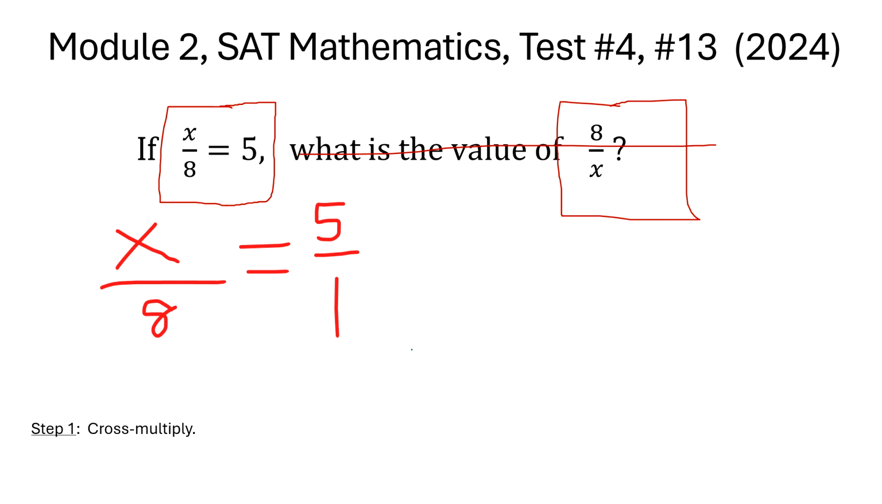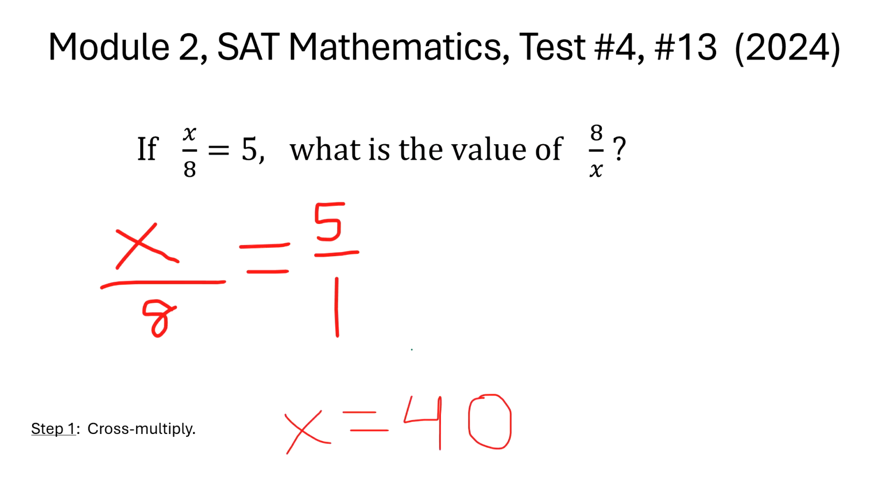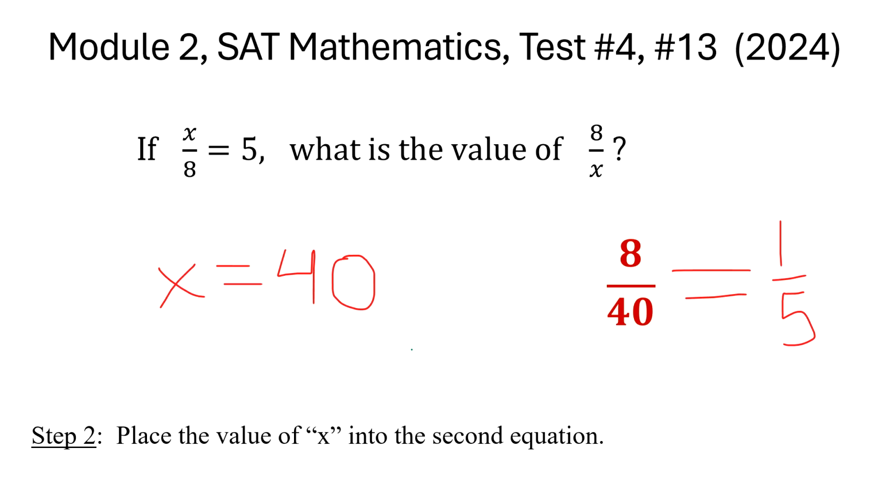You were given a problem, x over 8 equals 5 over 1, so you cross multiply. And when you cross multiply, like you're tying a rope, this is 1x, and then this is 8 times 5, that's why it's called cross multiplication. When you do that, you get that x equals 40 because 8 times 5 is 40. Now, before you start getting impatient or angry or rude, make sure that when you plug this next value in, you put the x here.